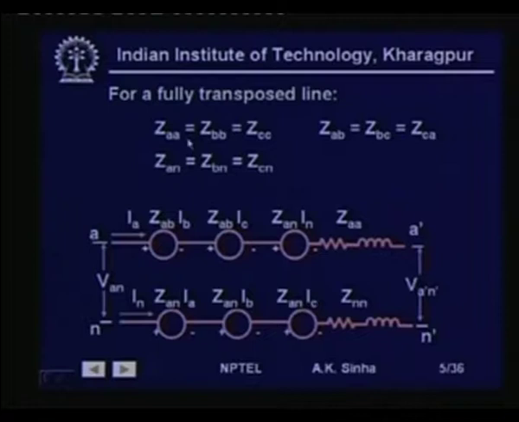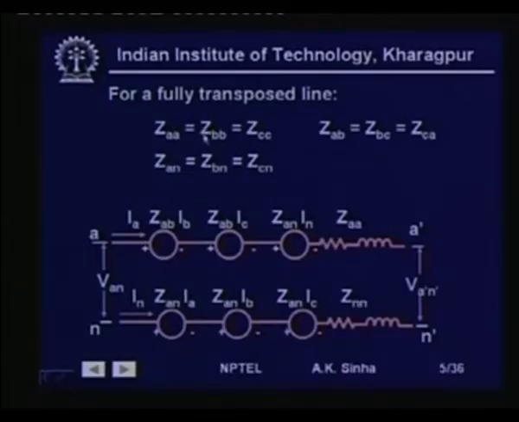Now, here what we have assumed is that the transmission line is fully transposed. What does this really mean? As we have already discussed, we do transposition to make the line symmetrical, that is, all the impedances over the complete distance of the line are going to be symmetrical. This simply means that ZAA is equal to ZBB is equal to ZCC, and the mutual impedances between the phase conductors are also going to be equal, that is ZAB is equal to ZBC is equal to ZCA.